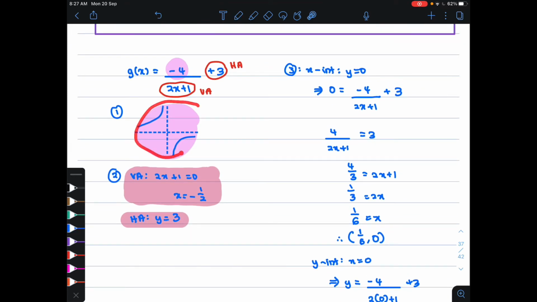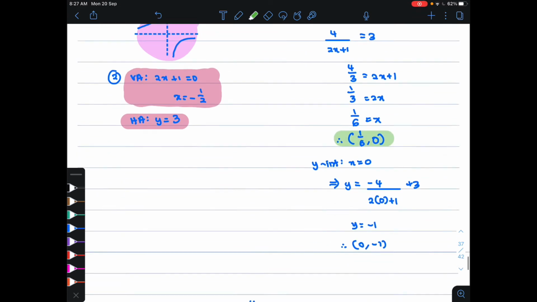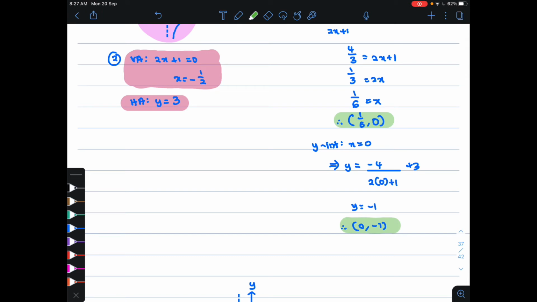Our function gx is in the second quadrant and the fourth quadrant. So, untuk memudahkan kerja, kamu tengok kat mana x-intercept dengan y-intercept. So, we have the coordinate 1/6, 0 and 0, -1. So, that's our intercept.